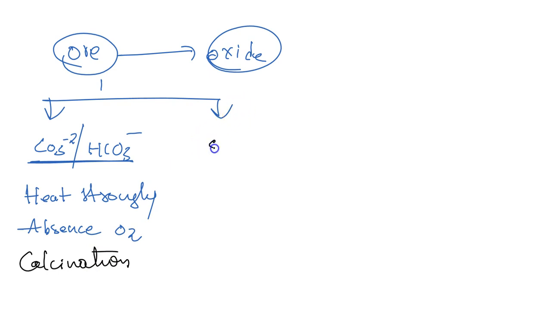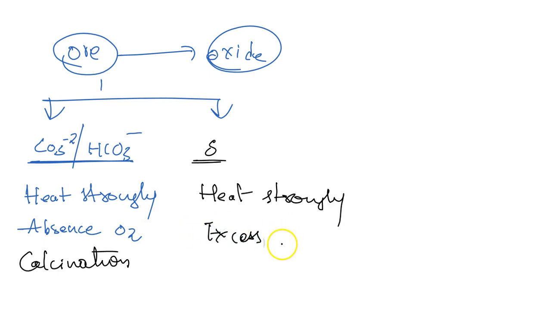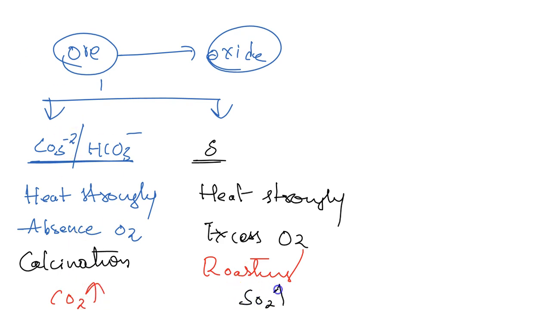Now if you have a sulfur containing ore, then also you have to heat it strongly, very strong heating, but remember this has to happen in excess of oxygen. The major difference between calcination and this method is oxygen availability, and you call this method roasting. The byproduct in calcination is CO2. You will have CO2 evolved, but in roasting, you will have SO2 evolved.